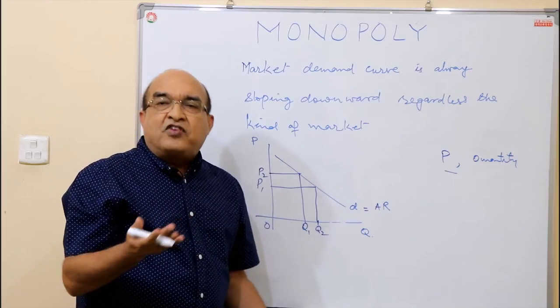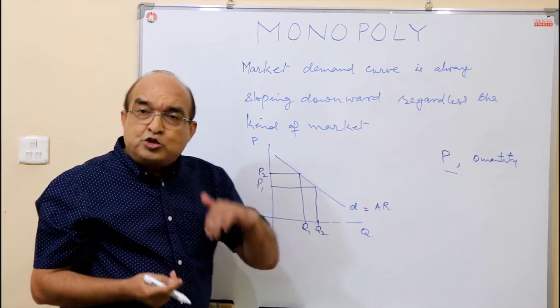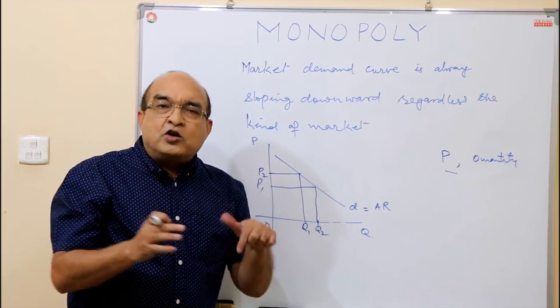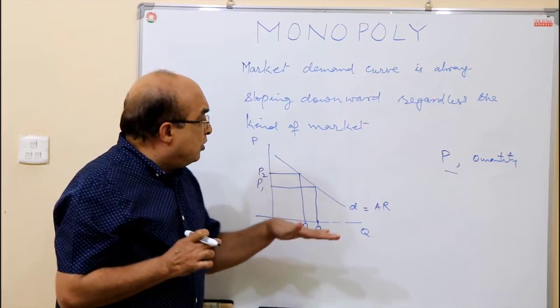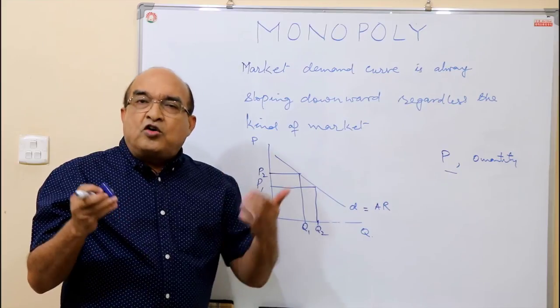Although you can say that the firm is a price maker and can choose any price, it will have to accept the quantity according to that price level. It does not have control over both things. So these are the basics about the structure of monopoly.